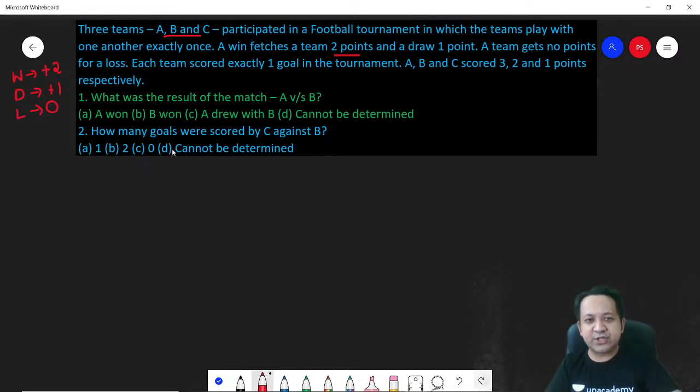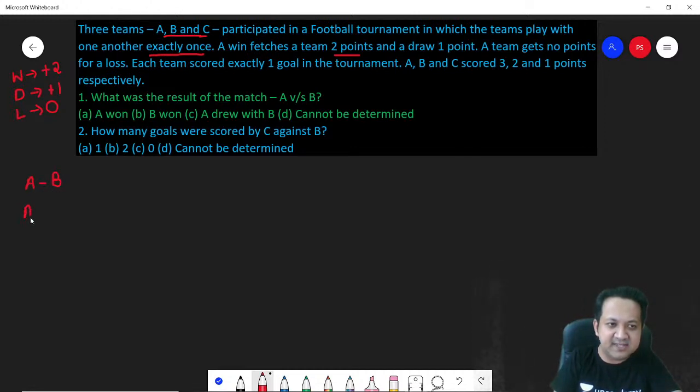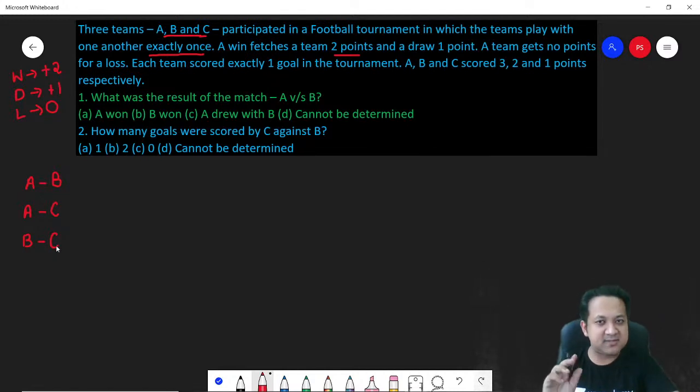Fine. Each team scored exactly 1 goal in the tournament. A, B, and C scored 3, 2, and 1 points respectively. Now, can you tell me how many matches are being played? Remember, there are 3 teams and they play against each other exactly once. So I think it is very easy to determine the matches, right? Exactly once. So the 3 matches in the tournament must have been A versus B, A versus C, and B versus C. These are the 3 matches in the tournament.